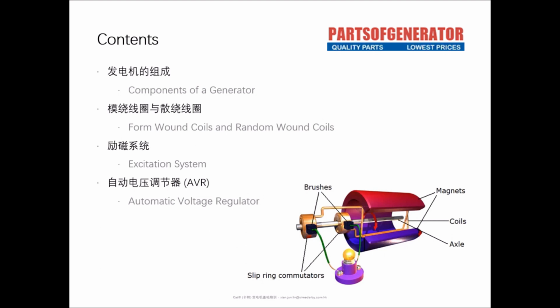In the second part, we will talk about the coil winding method. Different ways of winding the coils will have a great impact on the performance of the generator. We will talk about what is a loose winding coil, what is a mold wound coil.